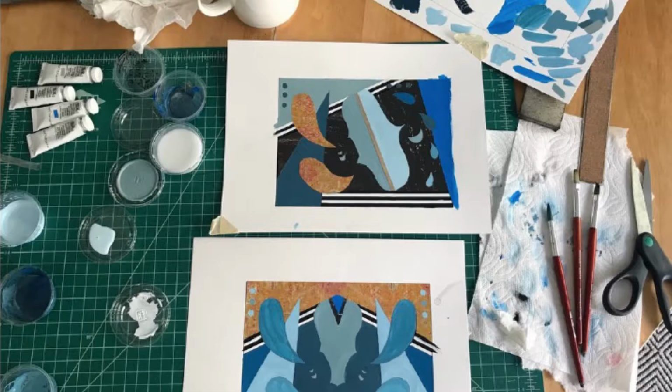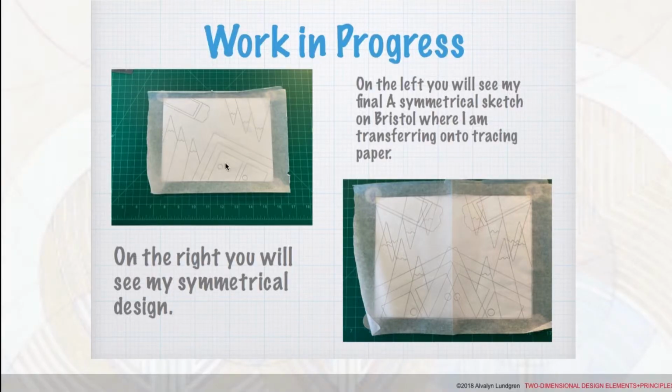By the way, don't cut the design space out of the Bristol until you finish the design. It just makes it easier to deal with. The tracing paper is laid over the design. What you're going to do is trace just half of the design, either this half or this half. So figure out where the midpoint is that bisects the left from the right.